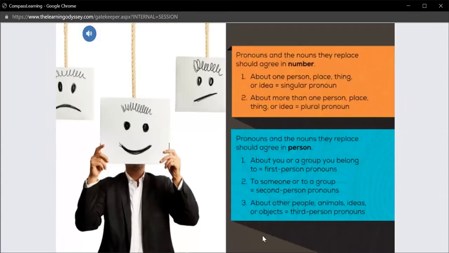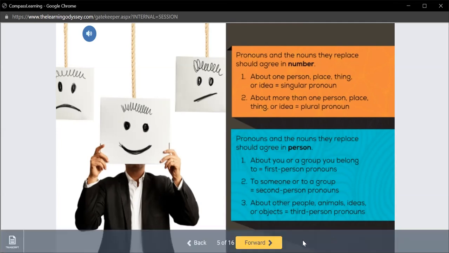Pronouns should agree in number with the nouns they stand for. This means when you're talking about one person, place, thing, or idea, use a singular pronoun. When you're talking about more than one, use a plural pronoun. Pronouns should also agree in person with the nouns they stand for. When you're talking about yourself or a group you belong to, use first-person pronouns. When you're talking to someone or to a group, use second-person pronouns. When you're talking about other people, animals, ideas, or objects, use third-person pronouns.